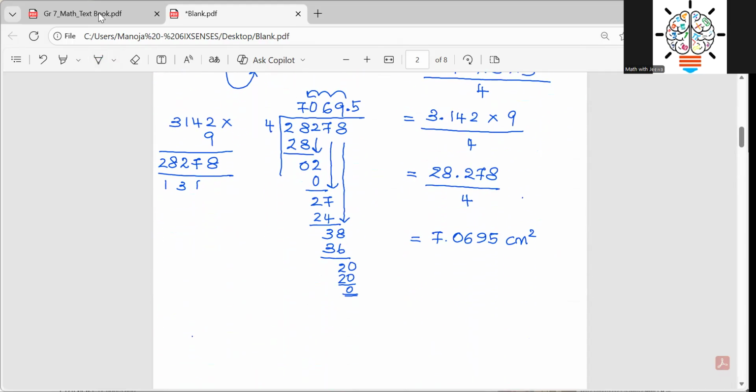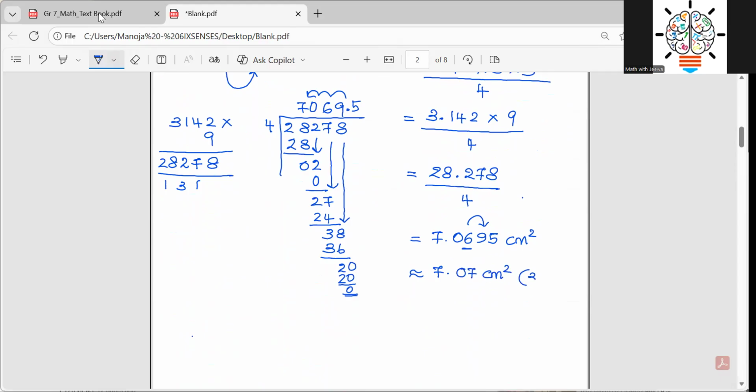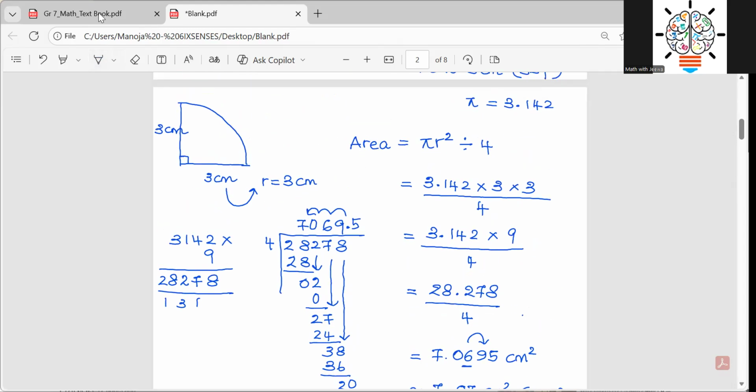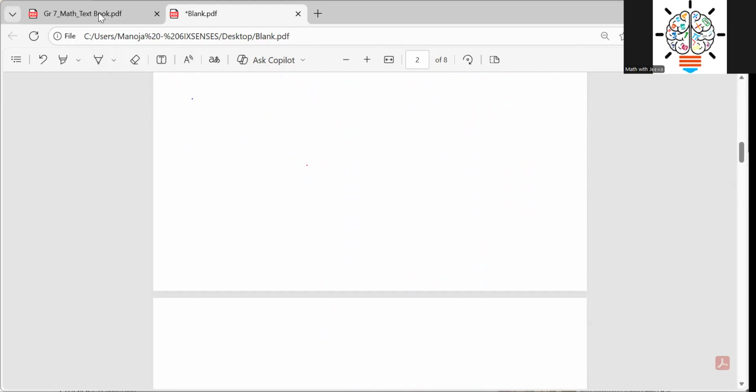Here I got 7.0695 and I check the third significant figure. This is the third significant figure. And I look at the next number. If the next number is more than 5, we need to add 1 to the underlying number, no, children. So then that becomes 7.07 centimeter squared. And here I write 3SF. Right, now we are done with the quadrant area. Now I am moving to quadrant perimeter. The same quadrant I do have, right? Something like this.